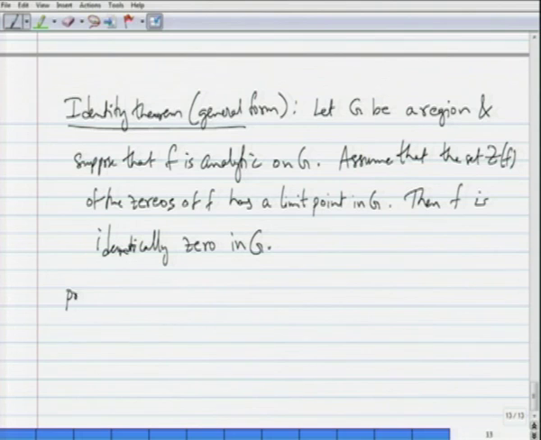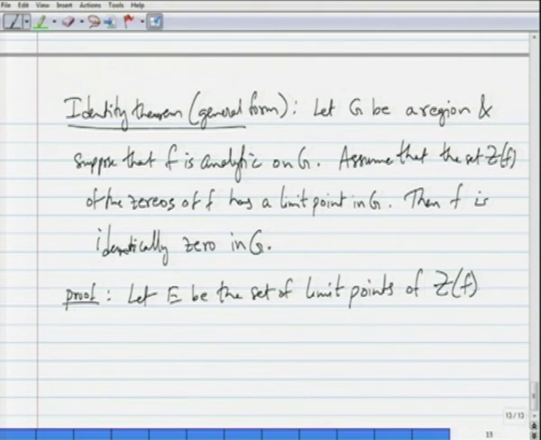So, the proof is as follows. Okay. So, first let E be the set of limit points of the set Z of f. Okay. So, E is the limit point set of the set of zeros of f. E is non-empty is given. We assume that the set Z of f has a limit point, which means E is non-empty. So, that is given to us. So, first we will note that E is contained in Z of f.